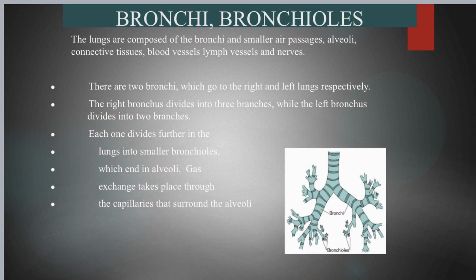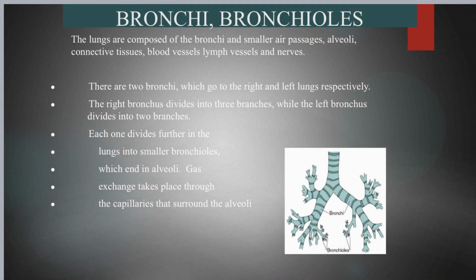We're now going to discuss the bronchi and the bronchioli. The lungs are composed of the bronchi and smaller air passages, the alveoli, connective tissues, blood vessels, lymph vessels, and nerves. There are 2 bronchi, one going to the right lung and the other to the left lung. These bronchi divide into smaller branches, which again divide into still smaller bronchioli.